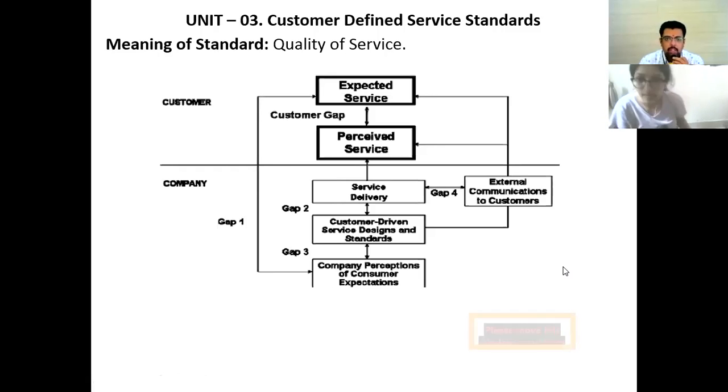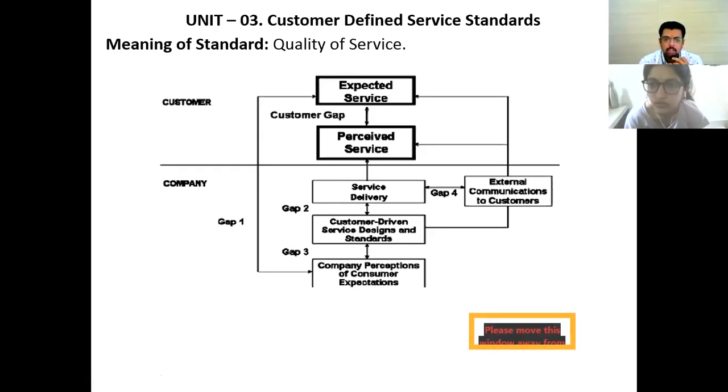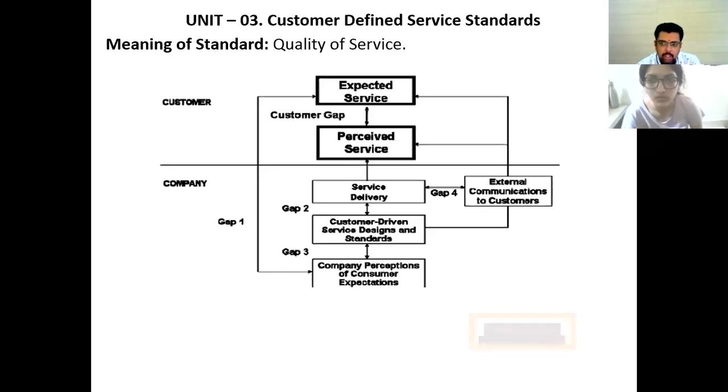Now I'll take the remaining points on this third unit of service marketing, that is customer defined service standards. That is discussed already in the first unit, that is gap 1, gap 2, gap 3, and gap 4 of service quality standards. On the basis of that, it becomes very easy for you to analyze what the gaps are, and how as a service marketing manager they need to take decisions related to the gaps.